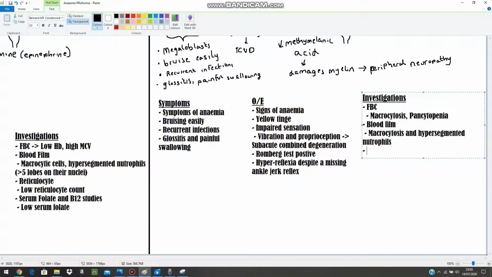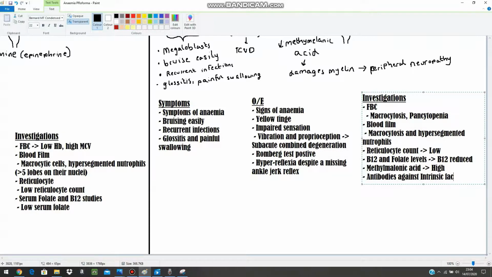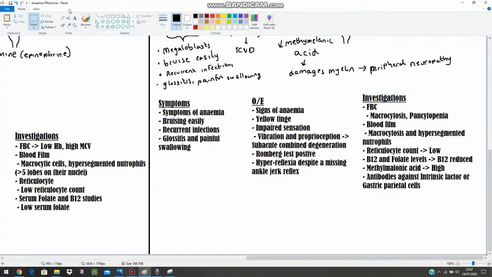Now, with the yellowing of the skin, this sounds a little bit like hemolytic anemia, so we have to rule this out. And we do this by doing a reticulocyte count. And typically in B12, we see a low reticulocyte count; when it's hemolytic, they're high. Also, when we check our B12 and folate levels in the blood, B12 is reduced. We might also want to check our methylmalonic acid levels because remember, B12 helps to reduce methylmalonic acid. So in its absence, methylmalonic acid levels might be high. Lastly, we want to check antibodies against intrinsic factor or antibodies against gastric parietal cells. And if we detect these antibodies, we know this is likely to be pernicious anemia.